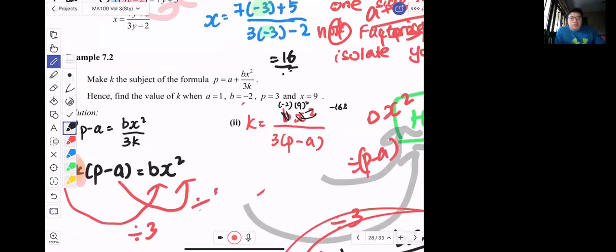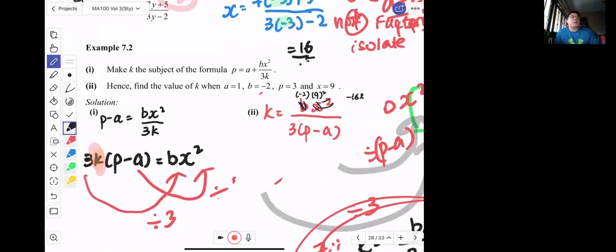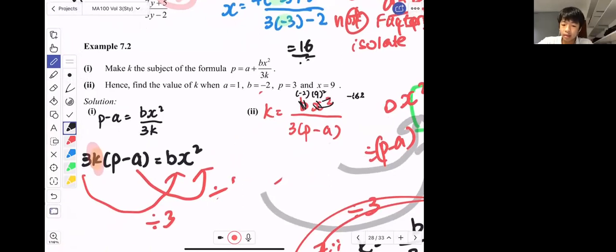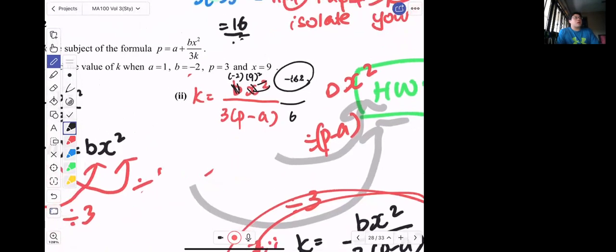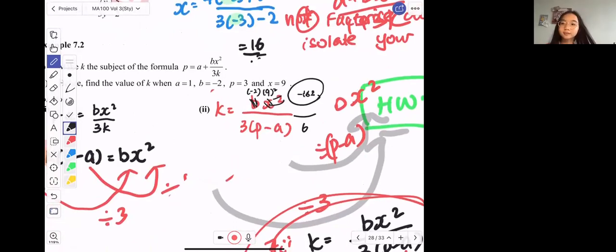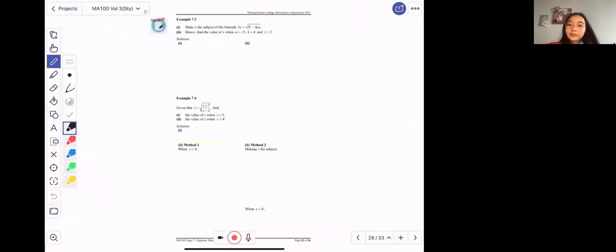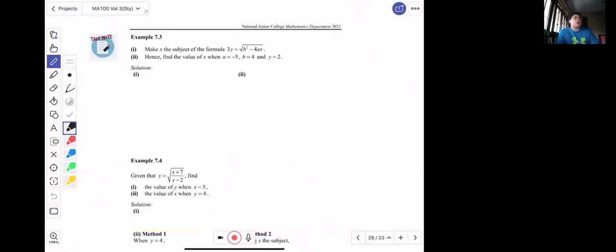Jingkai, are you able to get negative 27? Yes. Okay, your numerator is negative 162, denominator is 6, so overall negative 27. Maxine, are you able to get it? Yeah, I got it just now. Okay, good. So now you're doing 7.3.